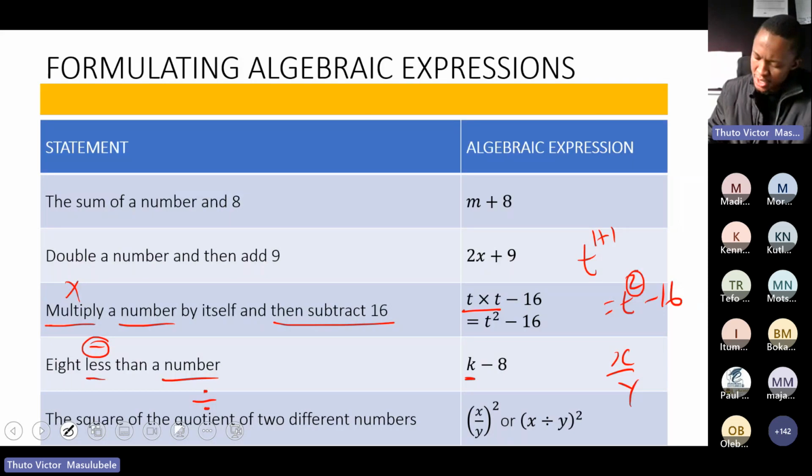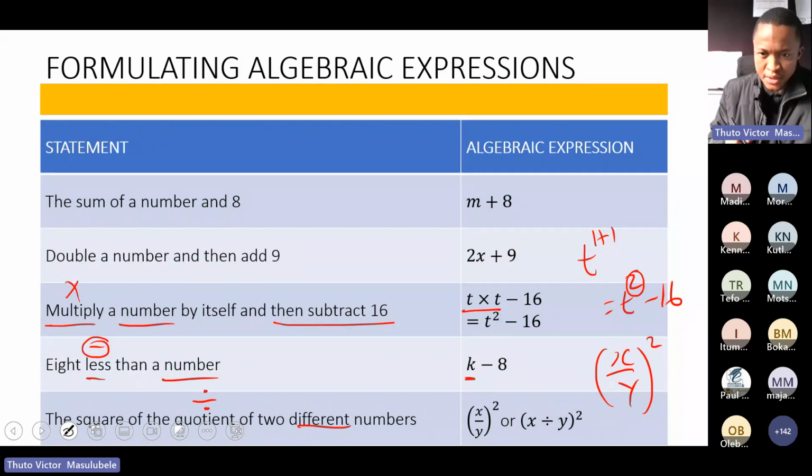Remember, when you square, you need to raise the entire expression to the exponent of 2. By doing that, we have squared the quotient of two different numbers. And why did I use two different variables to represent those two different numbers? Because we're working with two different numbers. If they said they want the square of the quotient of two identical numbers, then it could be x over x all squared. But because we're working with different numbers, we assign different variables. Be careful about that, grade 8 learners.